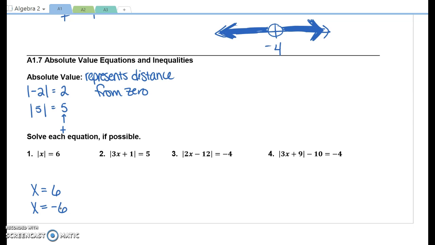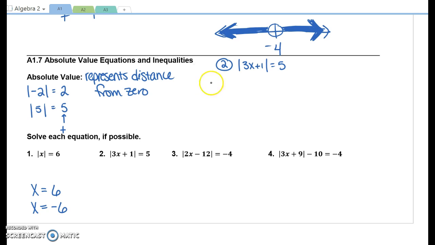So now we look at number 2. And for number 2, I'm actually going to do this problem up here because I don't think we have enough space down there to do it. This time, the stuff in the absolute value bars is a little bit more confusing. But that 3x plus 1 has to be a value that is 5 units away from 0. Where on the number line are we 5 units away from 0? At 5 and at -5.